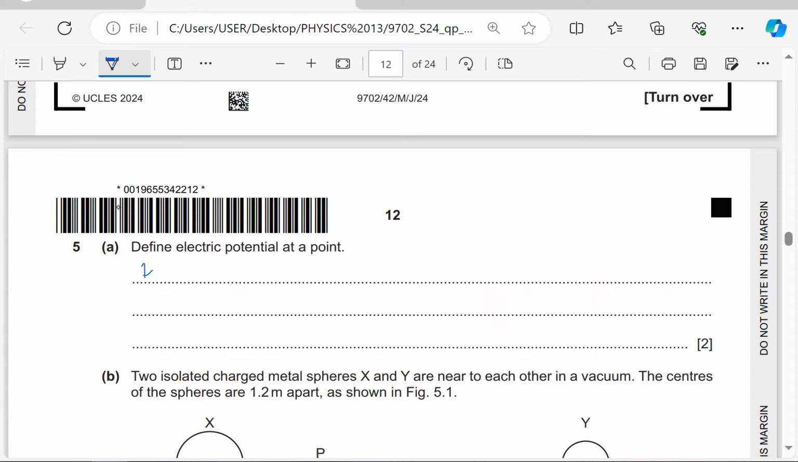So this is simply going to be the work done per unit charge in moving a positive charge from infinity to the point.